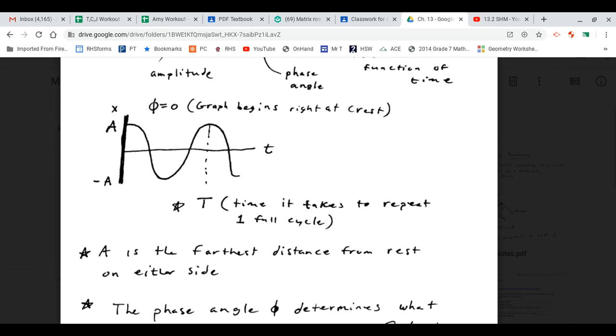And don't forget, big T would be the time it takes for one full cycle. One full cycle is, for example, from positive A down to negative A, back to positive A. The time it would take this object to go through this portion of the graph from here to here would be time period T. That's just one example. You could use any two repeating points, but crest to crest, high point to high point, or trough to trough, low point to low point are the most distinguishable.